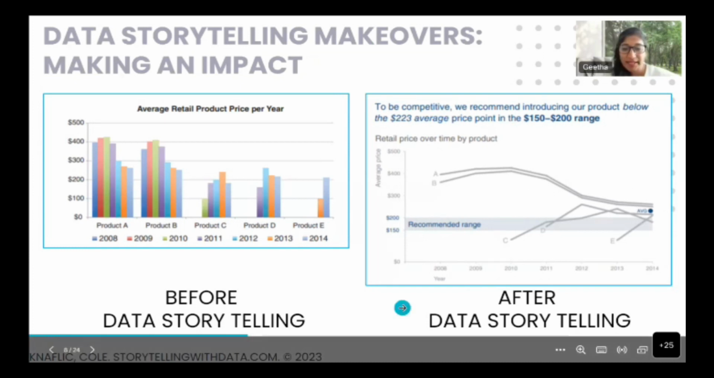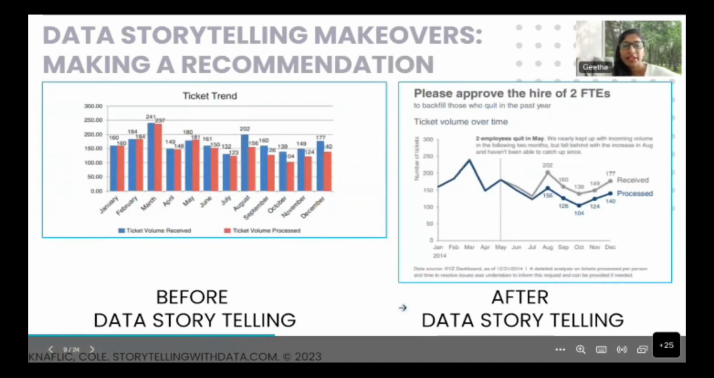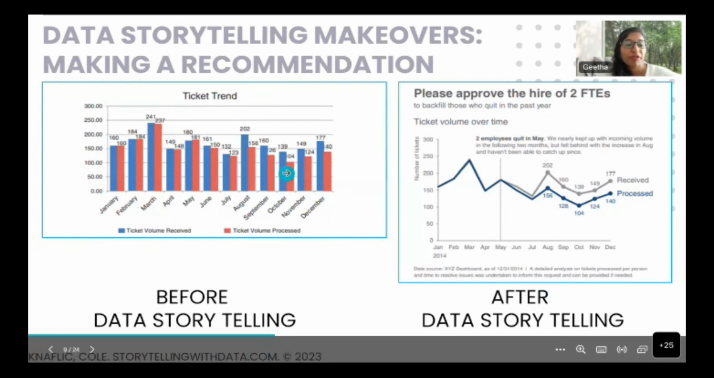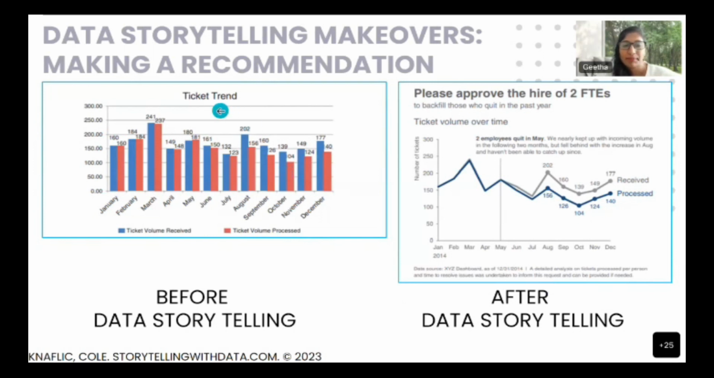The second chart, similarly, if you would like to make a recommendation, this is the chart before the storytelling. We have support tickets, technical support. How many tickets come in and how many tickets are processed out of what you receive. So between the month of January to December for the entire year, they have provided the bar chart. So there are tickets received and processed for January, February. Okay, this is the normal chart, and there is the ticket trend, right?